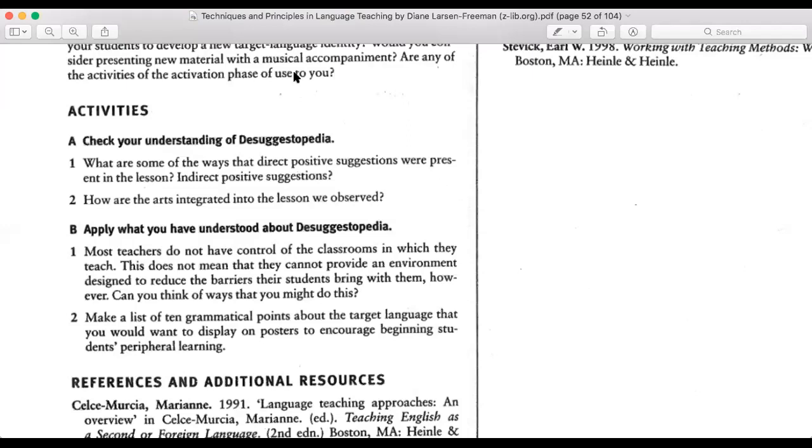Okay, so what are some of the ways that direct positive suggestions were presented in the lessons and indirect positive suggestions? So you can work on this also as your homework.